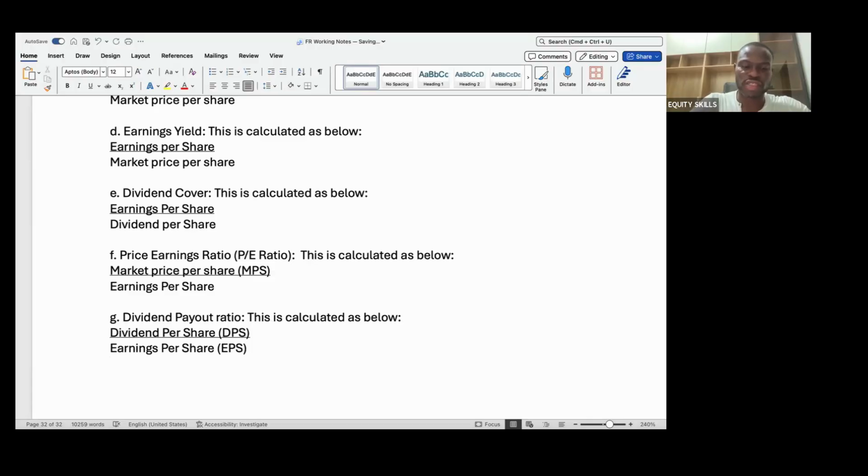Then the opposite of that is retention ratio, which is the proportion of earnings that is retained. So this is calculated as below. So that would be your earnings per share.